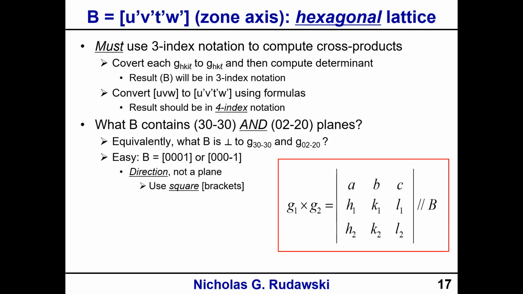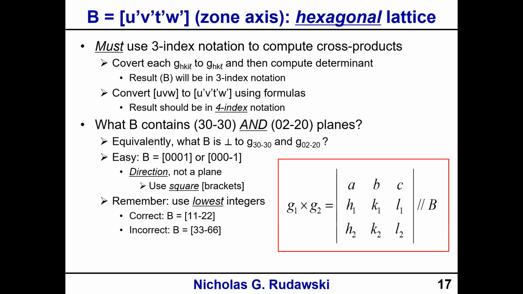Again, this is a direction, not a plane, so we want to use square brackets here. We would reduce G303 bar 0 to G300, and we would reduce G022 bar 0 to G020. All we have to do is drop the third index to go back to 3-index notation. Remember, with zone axes, you're using the lowest possible integers. So 1, 1, 2 bar 2 would be correct. Incorrect would be something like 3, 3, 6 bar 6.